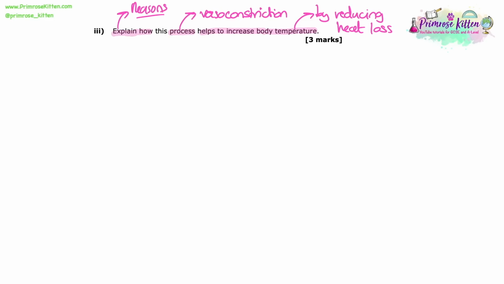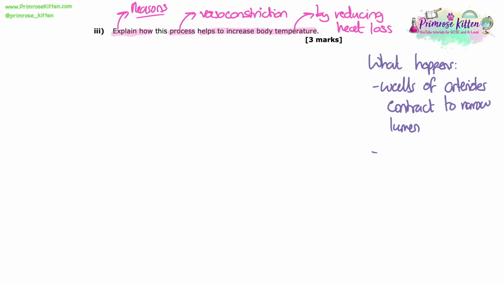Explain how this process helps to increase body temperature. So the process it's referring to is obviously vasoconstriction. And how does it help to increase body temperature? So hopefully we know that it's because it reduces heat loss. So we need to explain how this process works, so explain what actually happens and then explain why that helps to reduce heat loss, or helps to increase body temperature by reducing heat loss.